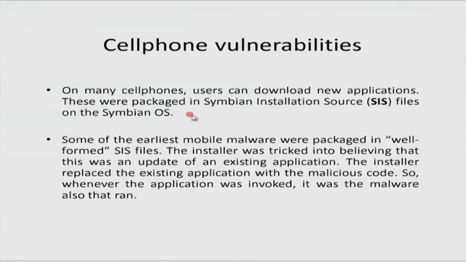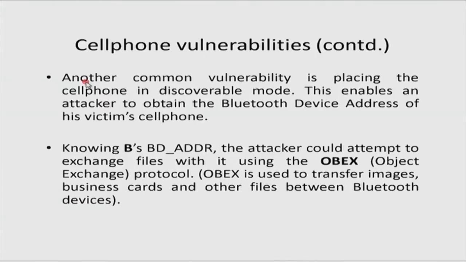So typically what happens is that these files, so you have, for instance, a particular application and it's got a certain version, and then there is some message to you that says download the newest version, and you download the newest version, and that version contains a Trojan which does all sorts of things like key logging and so on and so forth. Another common vulnerability is placing the cell phone in discoverable mode.